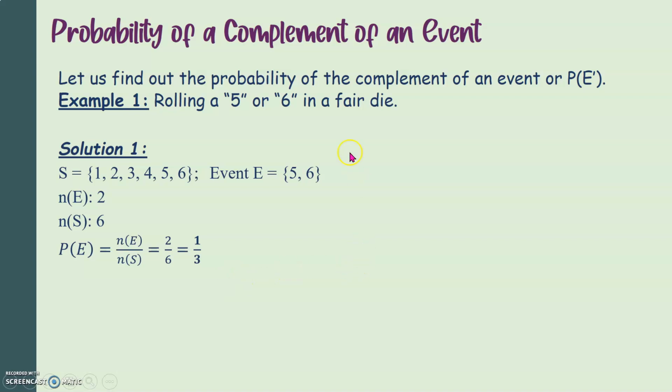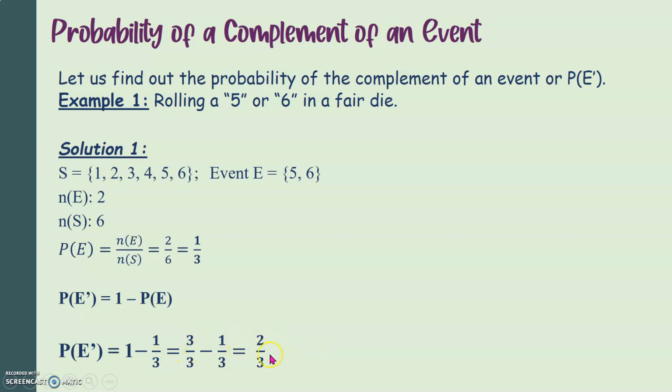Now take note that what we are looking for is the probability of the complement of an event. Meaning to say, we are looking for the probability of not getting 5 or 6. So simply by following our formula, the probability of E prime, or the probability of the complement of E, is equal to 1 minus the probability of E. So that is 1 minus 1/3. That's equal to 3/3 minus 1/3. So that's 2/3. So the probability of E prime is 2/3.